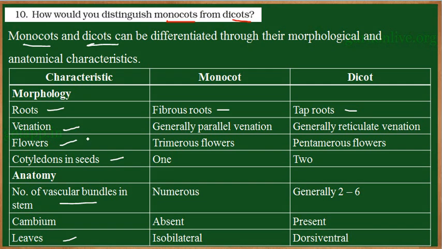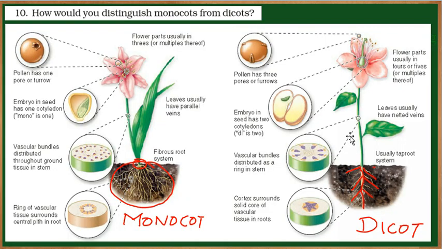Coming to the next difference, venation. In monocot plants, the leaf has got parallel venation. In dicot plants, the leaf has got reticulate venation. So monocot plants have got parallel venation and dicot plants have got reticulate venation. Let's see what this parallel and reticulate venation is.